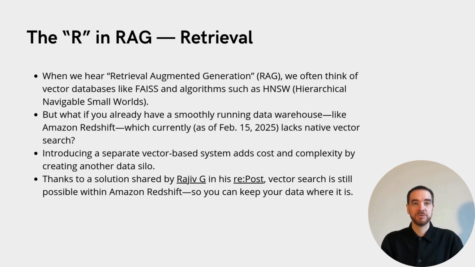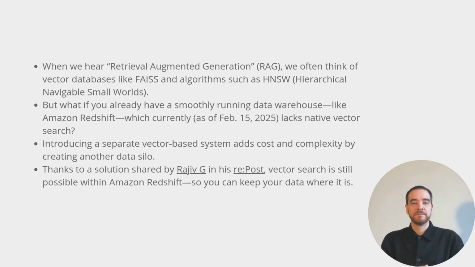But what if you're already running a stable data warehouse like Amazon Redshift, which doesn't have native vector search functionality? Adding a specialized vector store typically means creating yet another system to maintain, raising costs and complexity. Fortunately, a novel approach shared by Rajiv G shows that you can implement vector search right within Amazon Redshift. This way, you can avoid spinning up new infrastructure and manage all of your data in one place. Check out the link on the slide for more details.